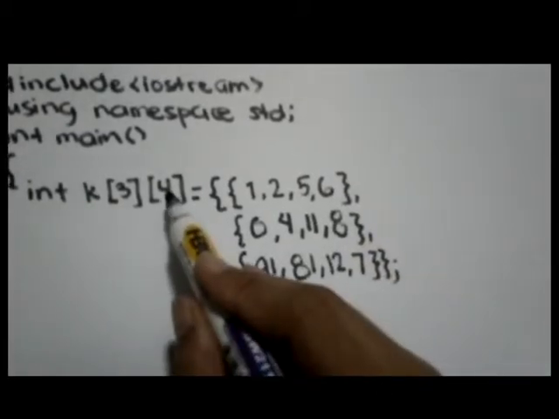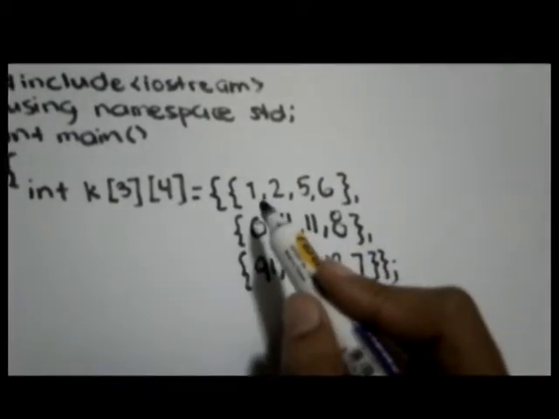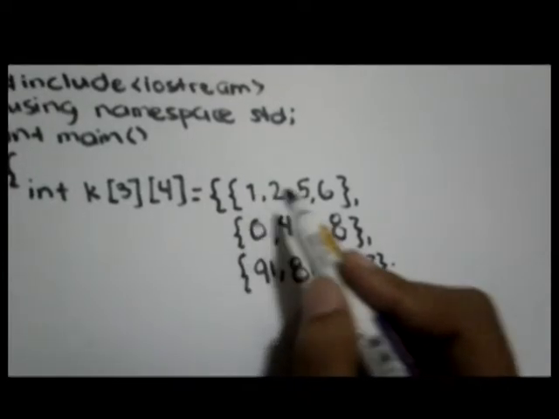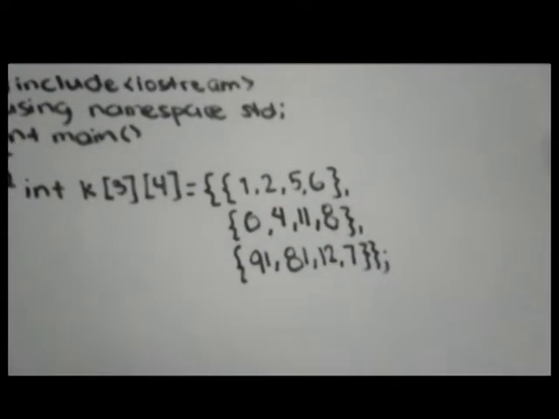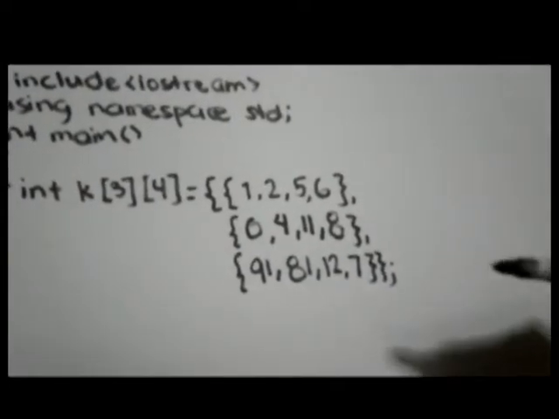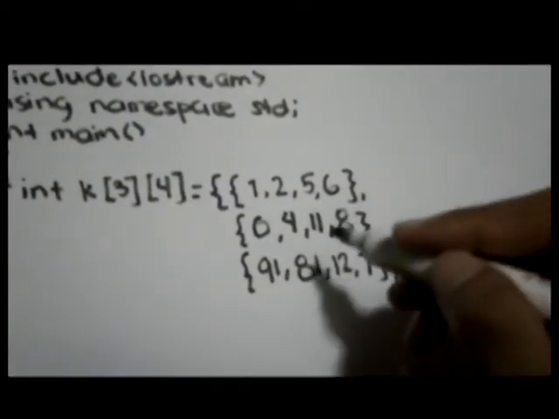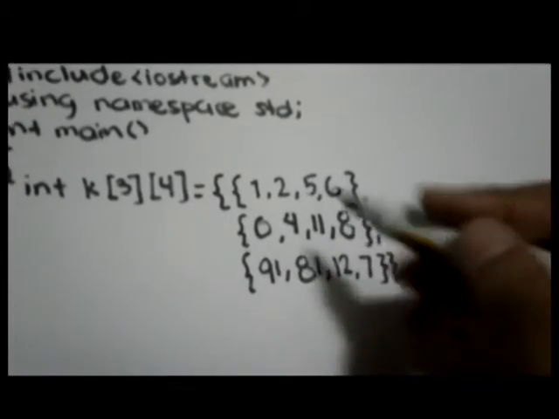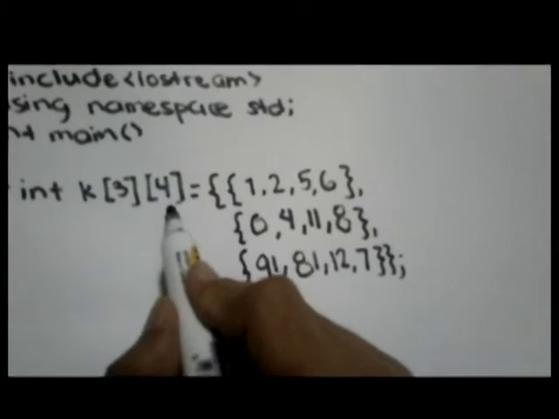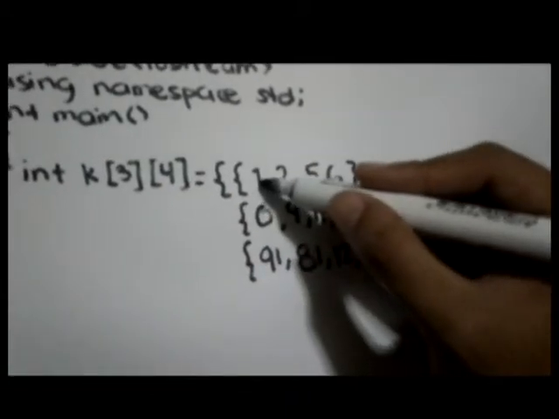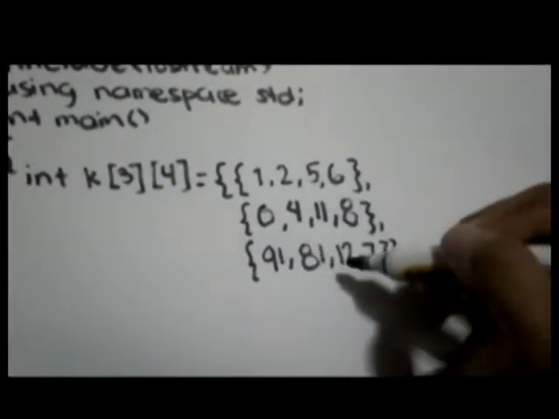We have 4 here, so the value inside is 4. 1, 2, 3, 4, 1, 2, 3, 4, 1, 2, 3, and 4. So as I say, this can be represented as a row and column. This will be the row, this will be the column.